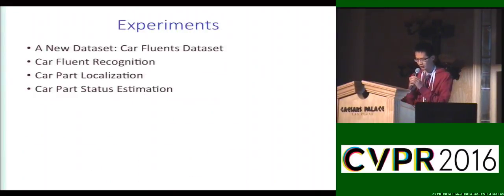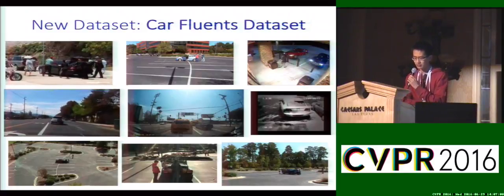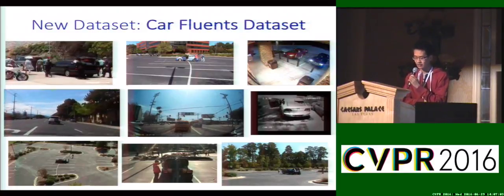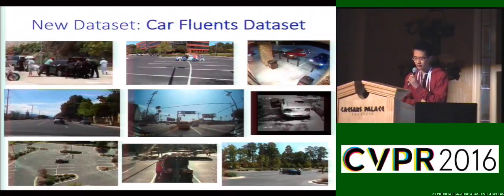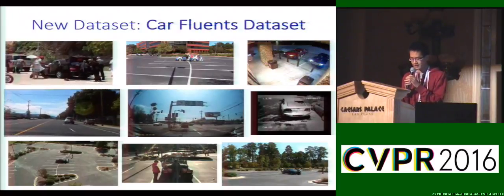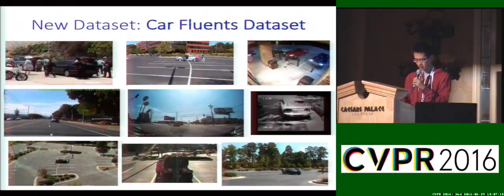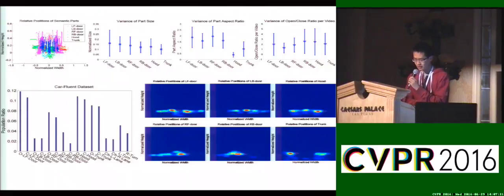In experiments, we will first introduce the car fluents dataset. Then I will show the results of fluent recognition, part localization, and part status estimation. Since we are dealing with a new task, there is no corresponding dataset. Thus, we collected one, which includes 647 video clips. And in this slide, we show several video samples. And here are some statistics of this dataset.